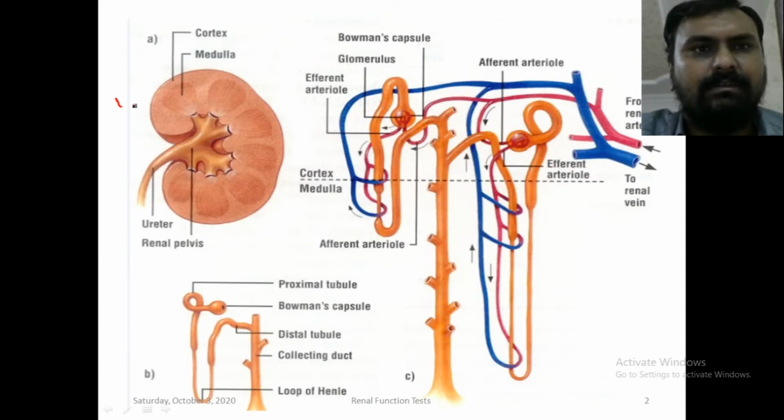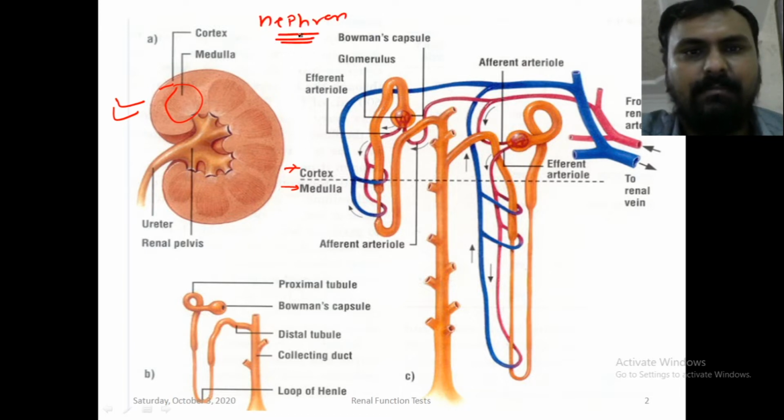So this is a diagram of the kidney. You can see the outer portion is called cortex, and the inner portion is called medulla. Each unit, the active functional unit of the kidney, is called a nephron. This nephron is made up of Bowman capsule and tubules.